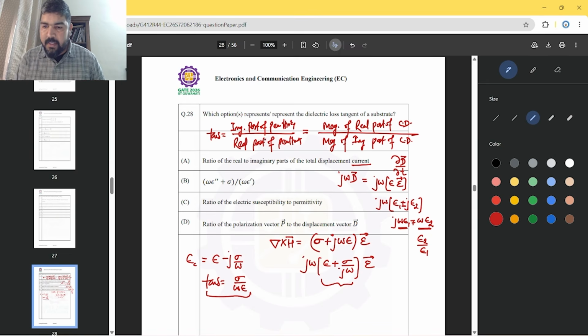And this epsilon 2 is the imaginary part of the permittivity and epsilon 1 is the real part of the permittivity. So again you will get the same expression for tan delta. It means this is correct. Okay. Now let's move to option B.